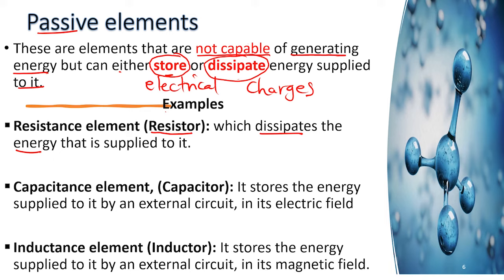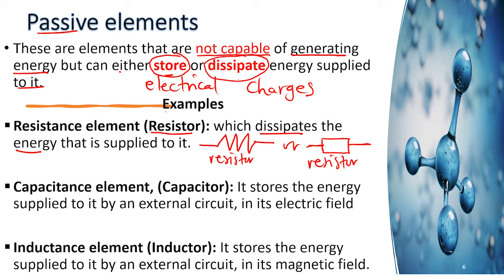Now, in any circuit drawn, this is the representation of a resistor. So anytime you see this symbol, we are talking about a resistor. Or you can see it in this form. This is also a representation of a resistor, a passive element.